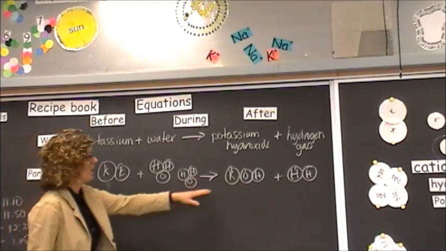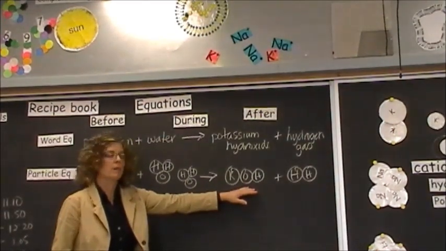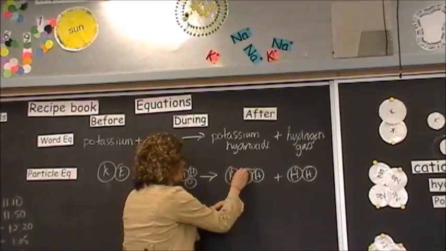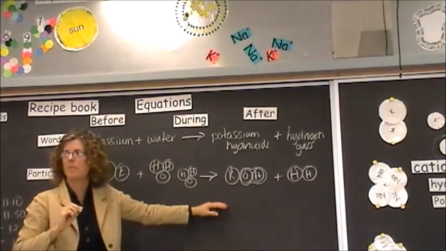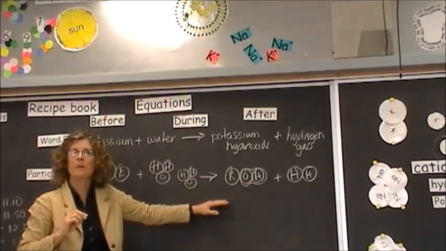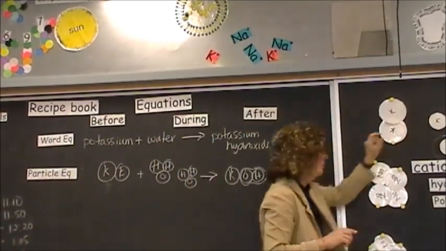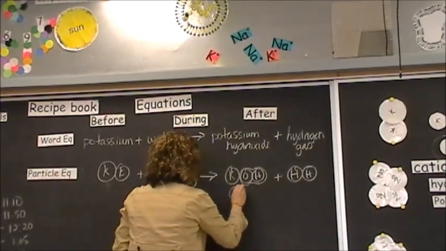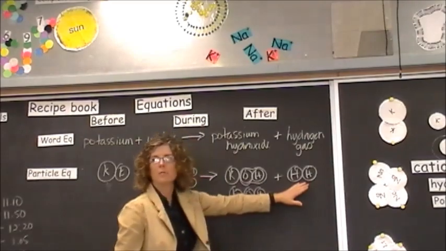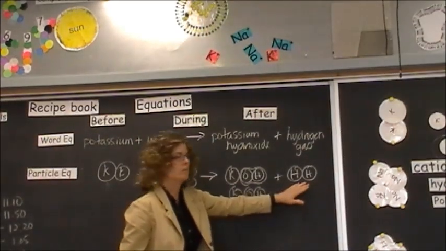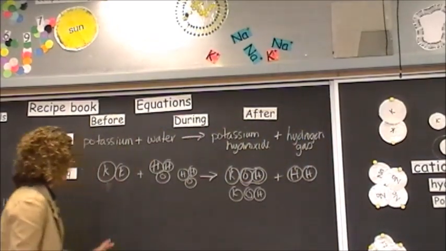Okay, how many potassium hydroxides did they make? And I could even put a little circle around here to say that's a polyatomic ion. They're going to stick together, just to refresh my memory. How many were made? Sean? 2. 2. How many hydrogen gases were made? How many H2? 1. Okay, there's my story.